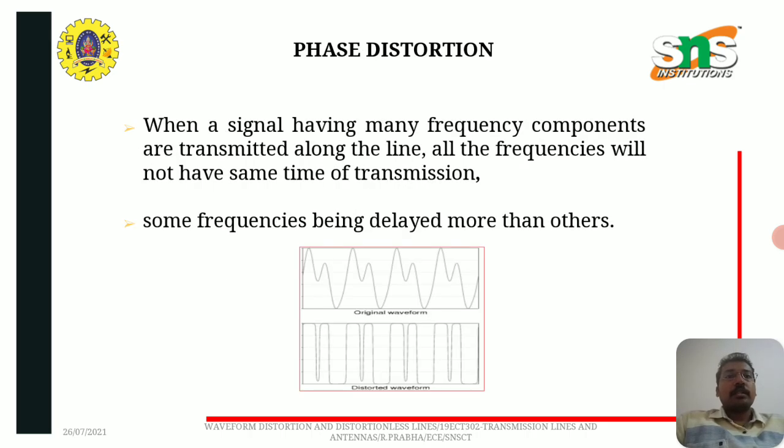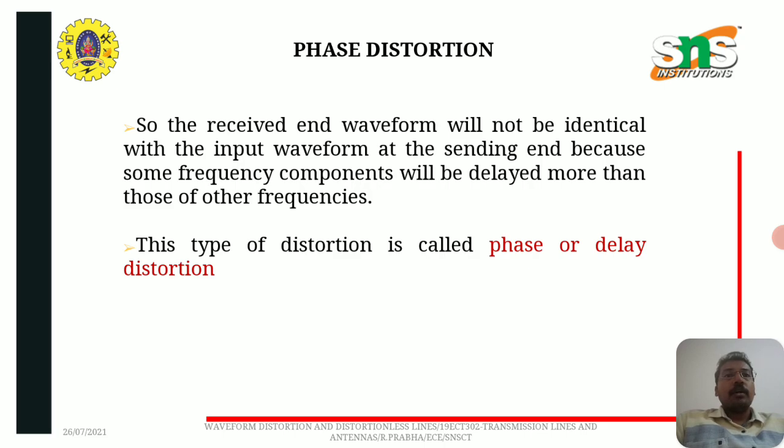Phase distortion. When a signal having many frequency components is transmitted along the line, all the frequencies will not have the same time of transmission, with some frequencies being delayed more than others. So the received end waveform will not be identical with the input waveform at the sending end because some frequency components will be delayed more than the other frequencies. This type of distortion is called phase or delay distortion.